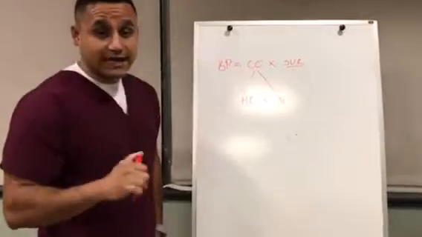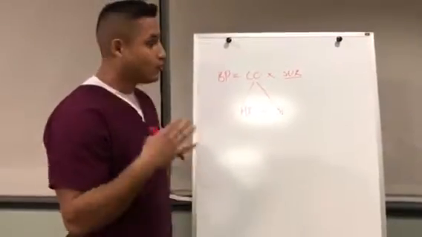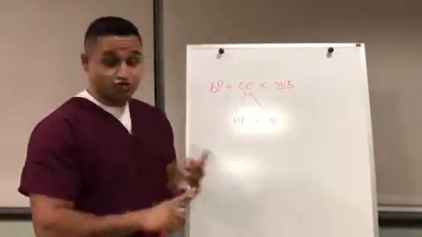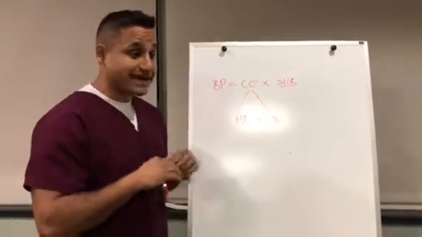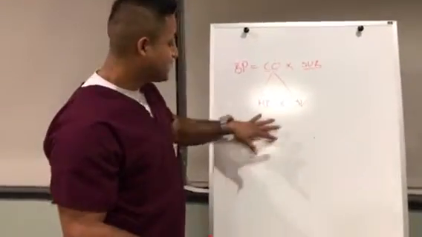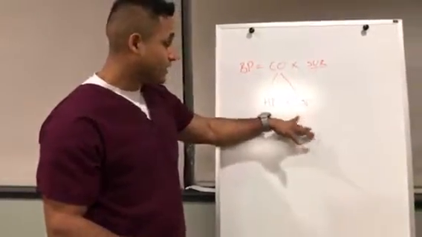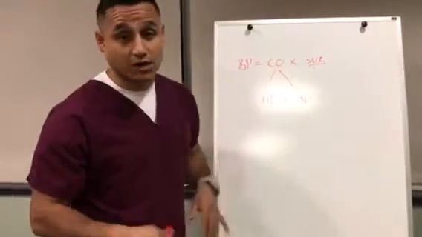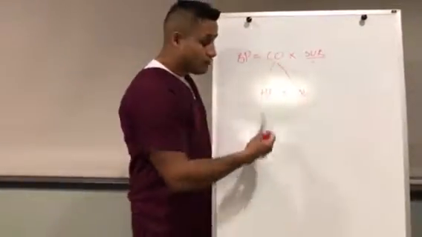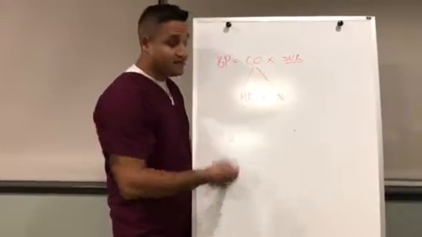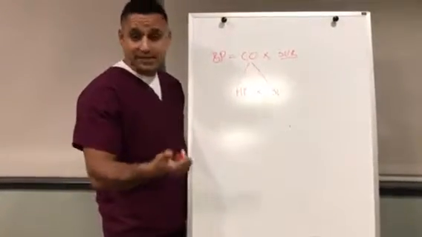Now, cardiac output is what we usually change when we are in a stressed situation, when our body's trying to compensate. We change either stroke volume or heart rate. Heart rate is always affected by catecholamines, epinephrine, adrenaline.